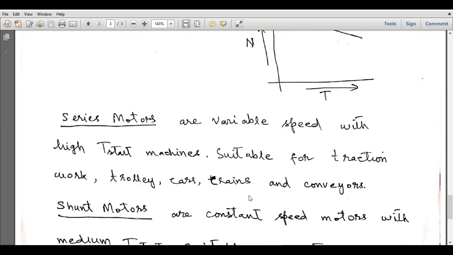So that is all about today's lecture, and in this lecture, we discussed the electrical and mechanical characteristics of DC shunt motors and DC series motors and their properties.